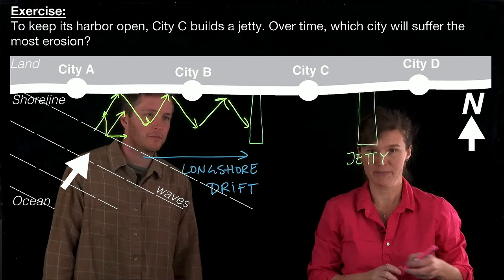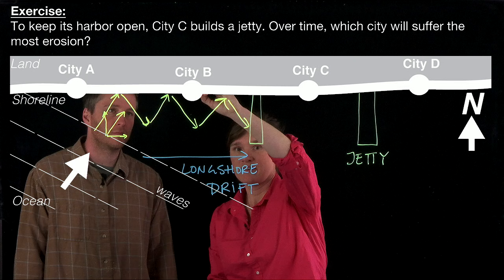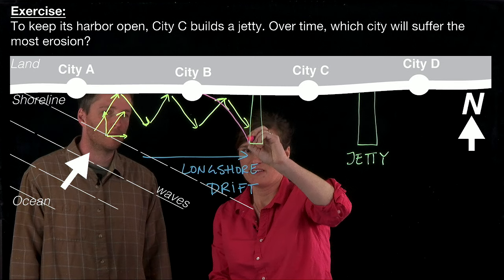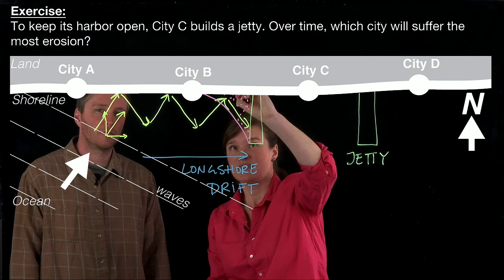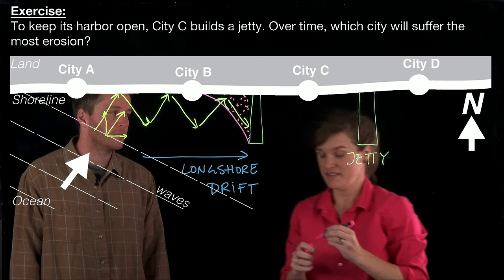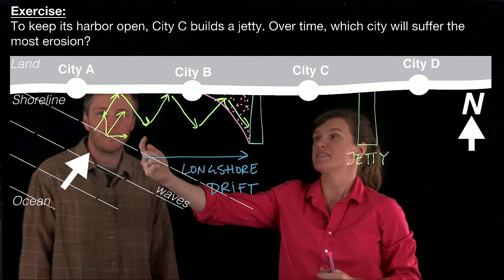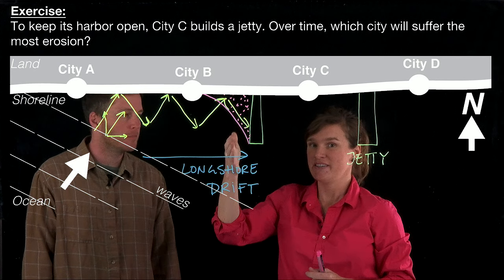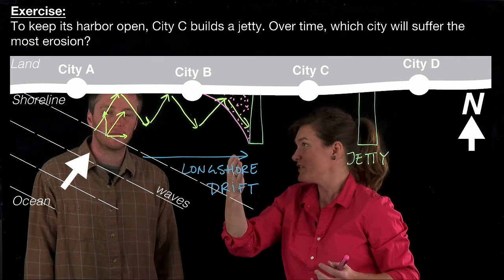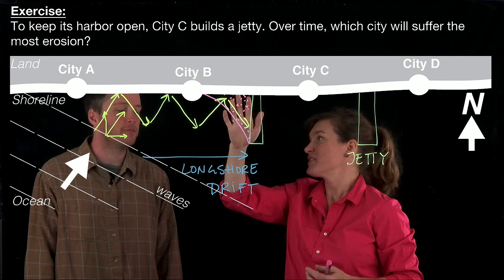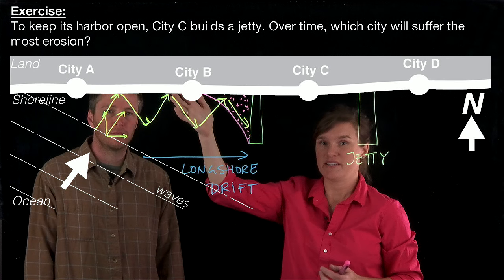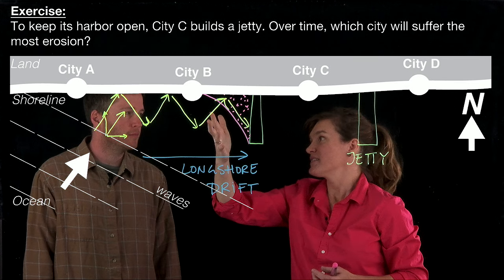So over time, you'll see a buildup of sand, maybe in a fashion something like this. Okay, so the sand is moving along the shore, it hits this wall, and it can't go any further. So it gets trapped, and over time the sand builds up and eventually starts building out the beach, say the beach along City B in this case.